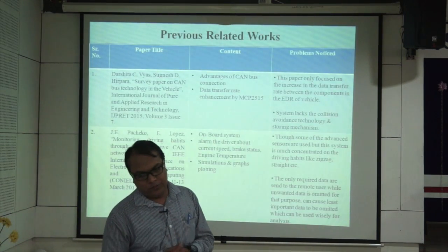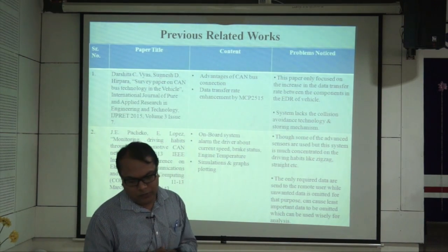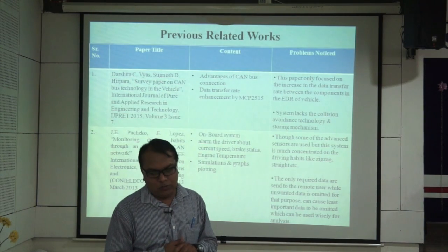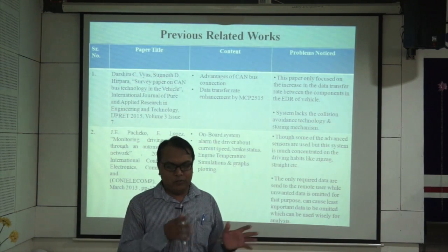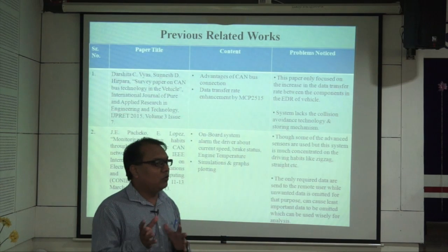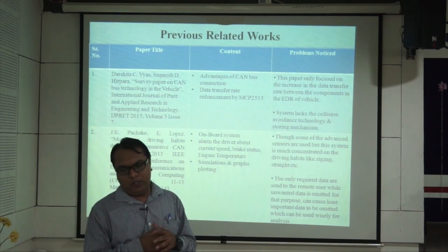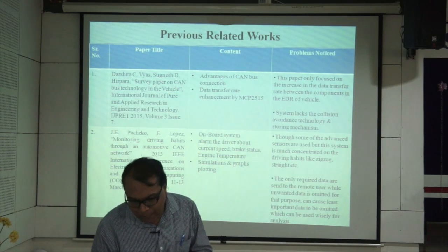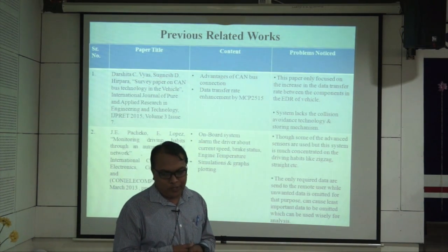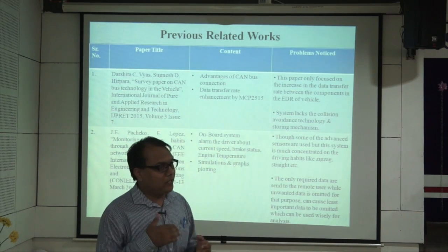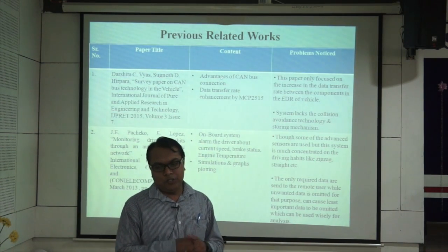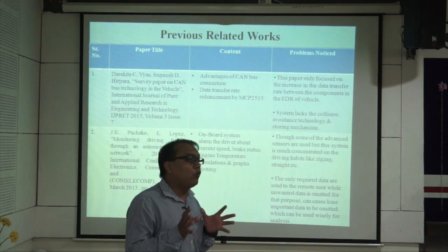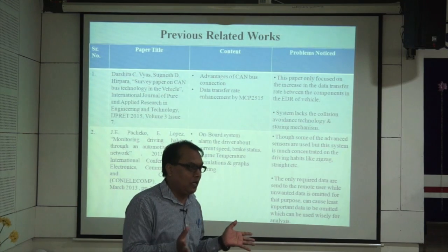These are the literature reviews. The first paper is titled survey paper on CAN-based technology in the vehicle. It deals only with CAN-based technology, but no collection of data is implemented here, and the analysis part is missing. Second is an IEEE paper on monitoring driver habits through the automotive CAN network. Here the onboard diagnosis module is there, engine temperature, and only simulation and a graph are plotted, but they focus mainly on the lane changing mechanism of a car.